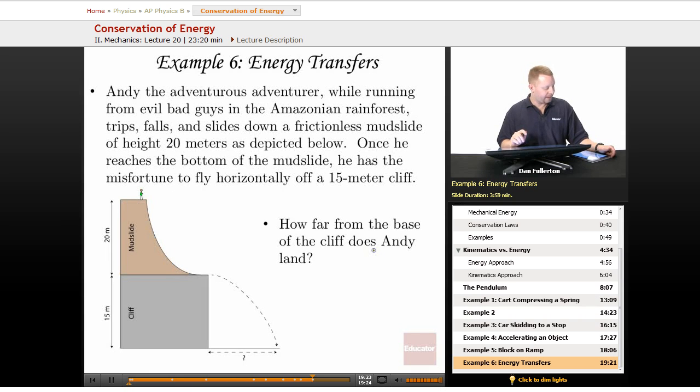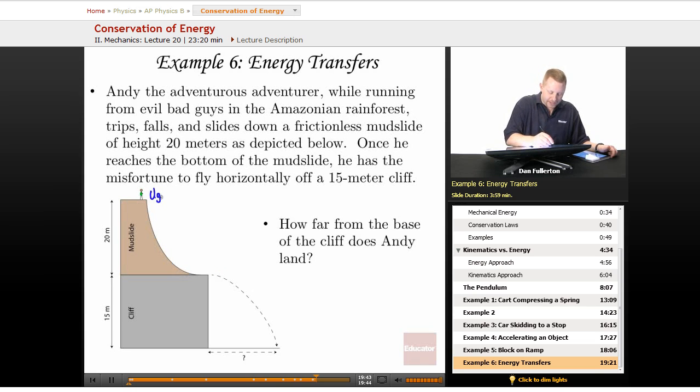Fun example. Andy the adventurous adventurer, while running from evil bad guys in an Amazonian rainforest, trips, falls, and slides down a frictionless mudslide of height 20 meters, as depicted here. Once he reaches the bottom of the mudslide, he has the misfortune to fly horizontally off of a 15-meter cliff.